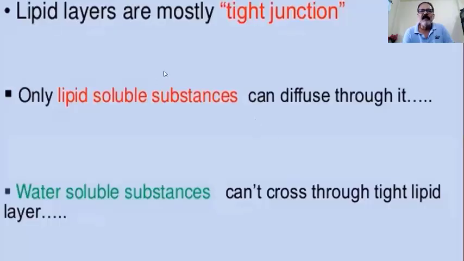Similarly in the body, the lipid layer is more, and these lipid junctions are tight junctions. They will not allow other substances to go through easily. So lipid soluble substances can diffuse through it. Already fat soluble, they can easily diffuse. Whereas water soluble substances cannot go through the lipids, so they need some help. If somebody is not allowing you, what will you do? You will look for a narrow gap and try to run through that place. Similarly our molecules also behave in a similar way.